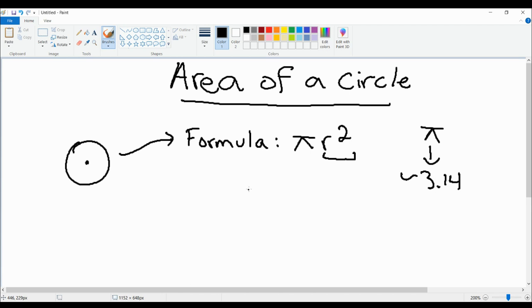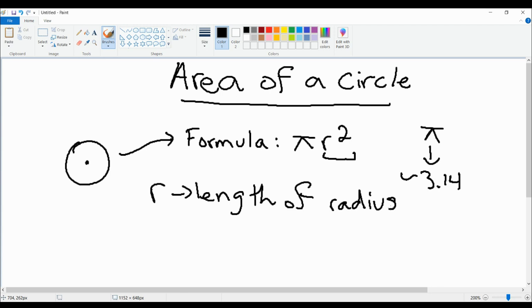And for r, r is the length of the radius. If you don't know what a radius is, it is basically a line that originates from the center of a circle and connects with any point on the exterior of the circle. So all these lines that I'm drawing right now are all radii. And it's important to remember that all radii are congruent.